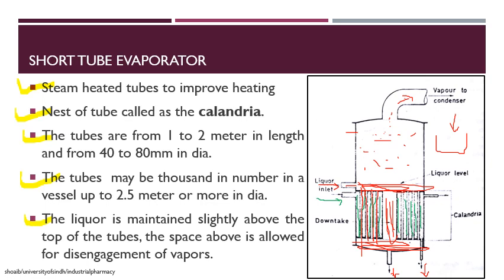The liquid is maintained slightly above the top of the tubes. The space above is allowed for the disengagement of the vapors. Okay, as I have already discussed, the space over here is above the surface of the tubes, that is for the disengagement of the vapors, and those vapors are then collected through the condenser into a receiver.